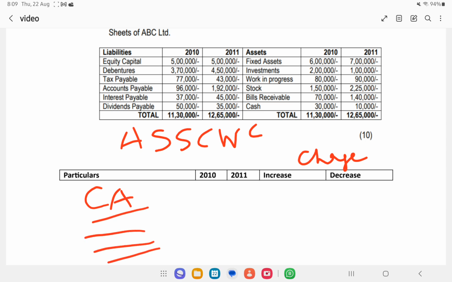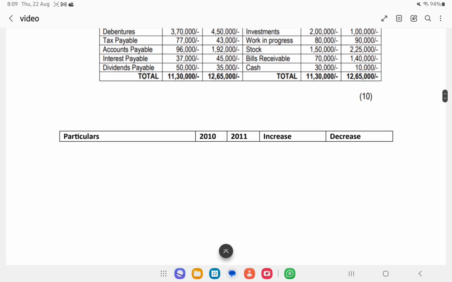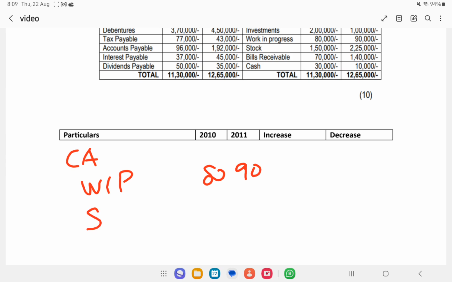Initially you have to give a heading here, current asset, and you should list down each current asset here. For example, the very first current asset is work in progress. So give a heading current asset, write work in progress, write the amount for 2010, it is 80,000, for 2011 it is 90,000. Similarly we have stock, bills receivable and cash. Write down each item, write the amount, take the difference.